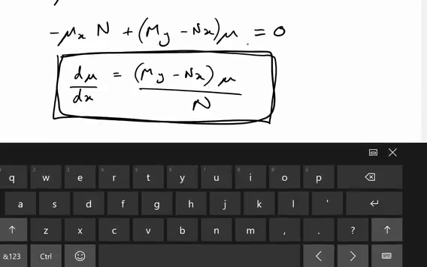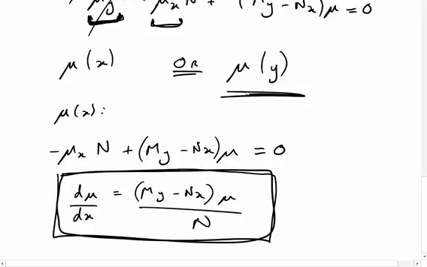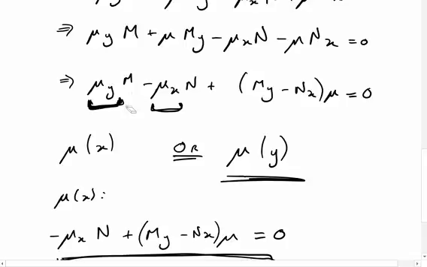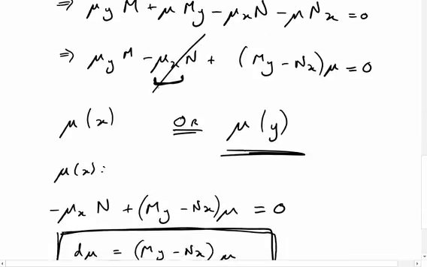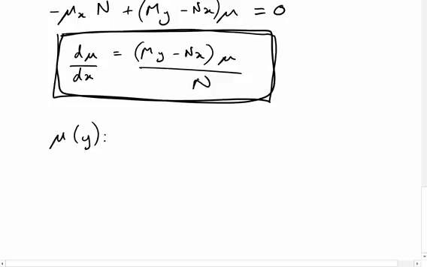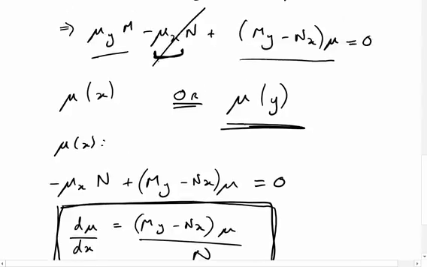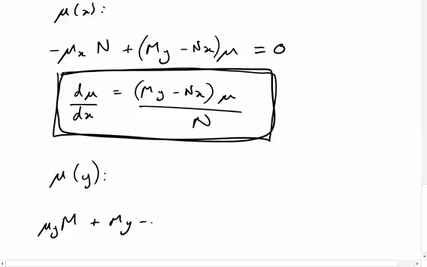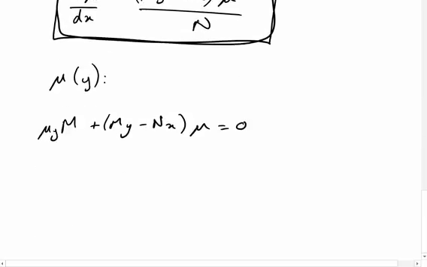Okay. Now let's consider the other case, when mu is just a function of y alone. Well, when mu is a function of just y, then we can't take the derivative with respect to x, because it's only a function of y. So in other words, this is just going to go to 0. So what we're left with is mu y times m, plus my minus nx lots of mu, and that's all equal to 0. So that's just when it's a function of y alone.